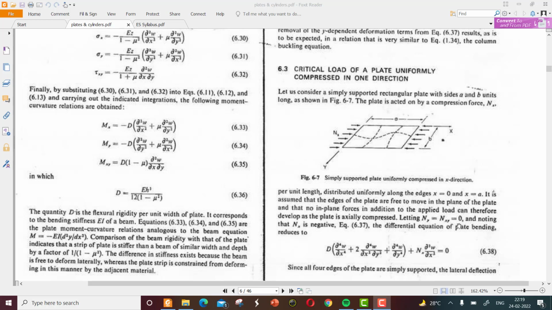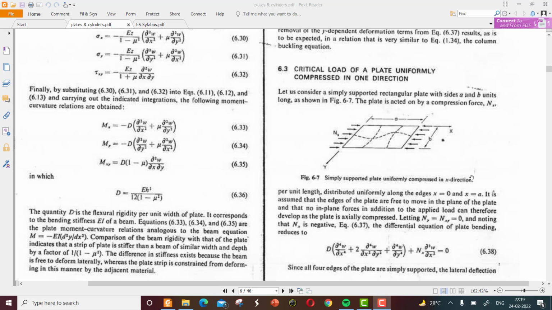Welcome back. Today we will discuss the critical load for a plate which is uniformly compressed in one direction. On screen you can see the figure of the plate of length a and width b, and it is compressed by the forces, and the dotted line shows the deformation pattern. So this is an unsupported plate uniformly compressed in the x direction.